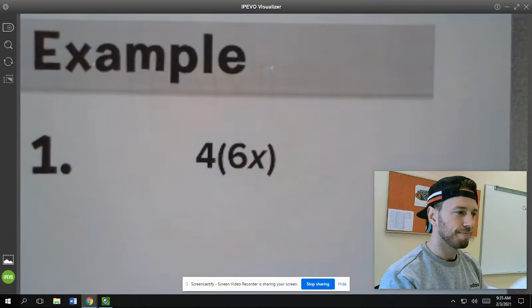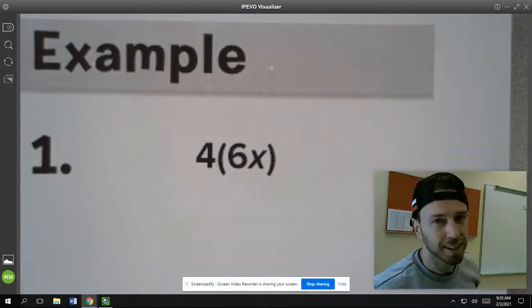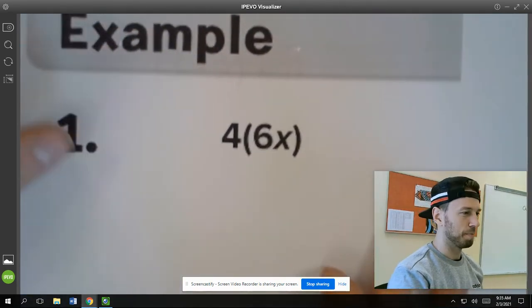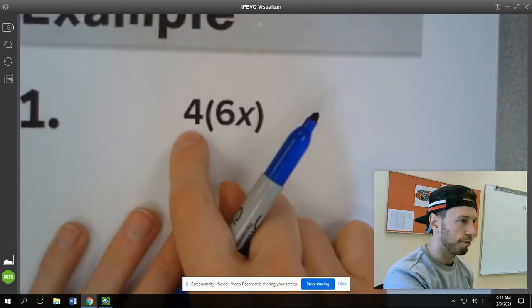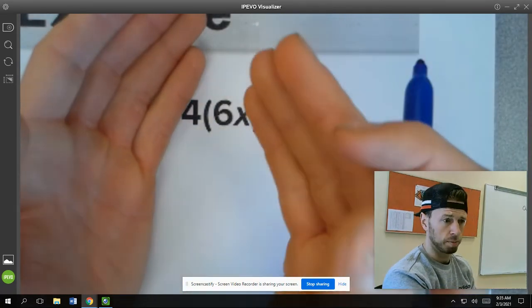Now that we've got that out of the way, let's simplify some expressions. This is where I think expressions get kind of fun. Okay, so what I need you to do here is this problem. This problem says 4 times, because anytime a number is next to another number in parentheses, it means multiply.